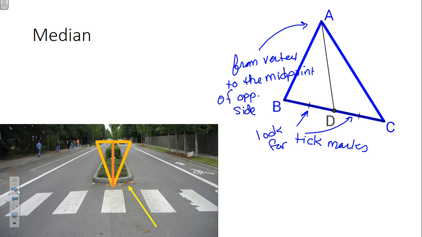So far, so good? Questions on this one? So perpendicular bisector, we look for right angles, we look for tick marks. It has to have both. Angle bisector, we look for the arcs, the angles to be cut in half. And medians, we just look for tick marks from the vertex to the middle of the opposite side.